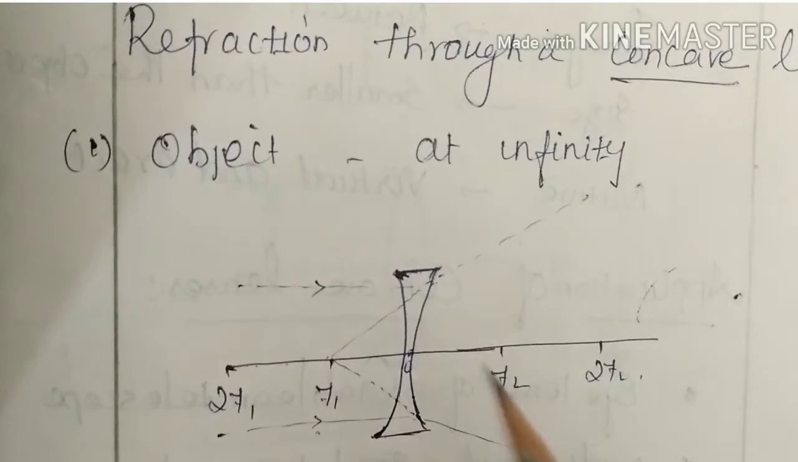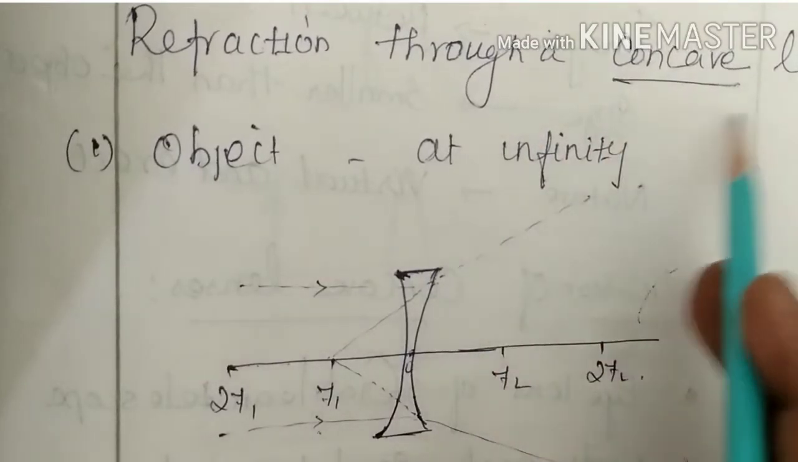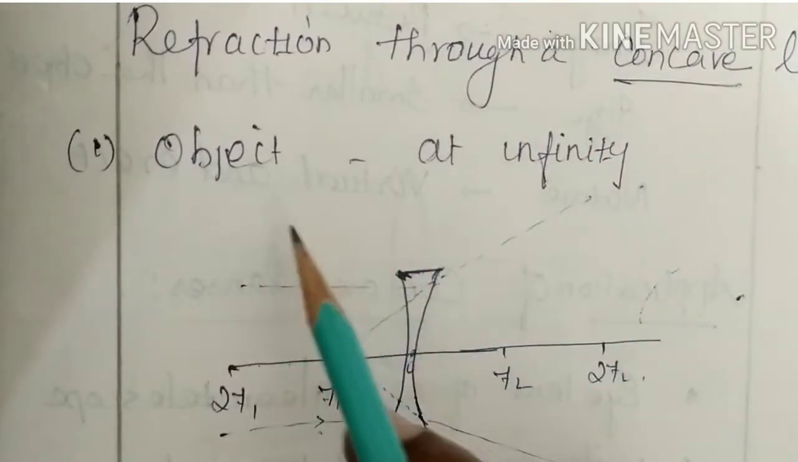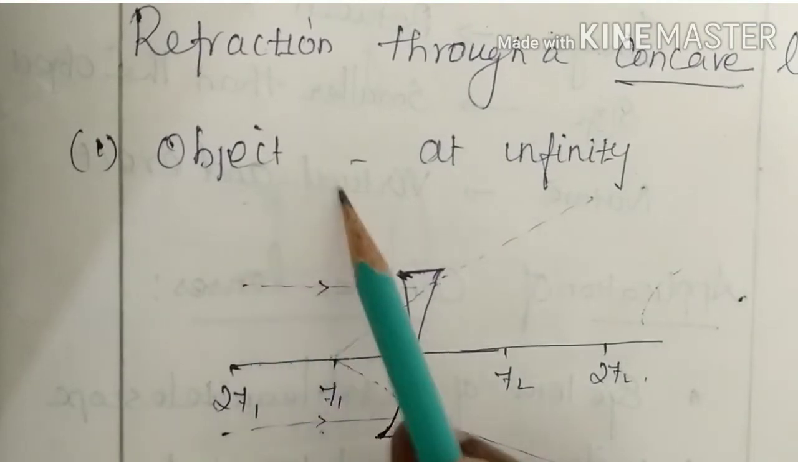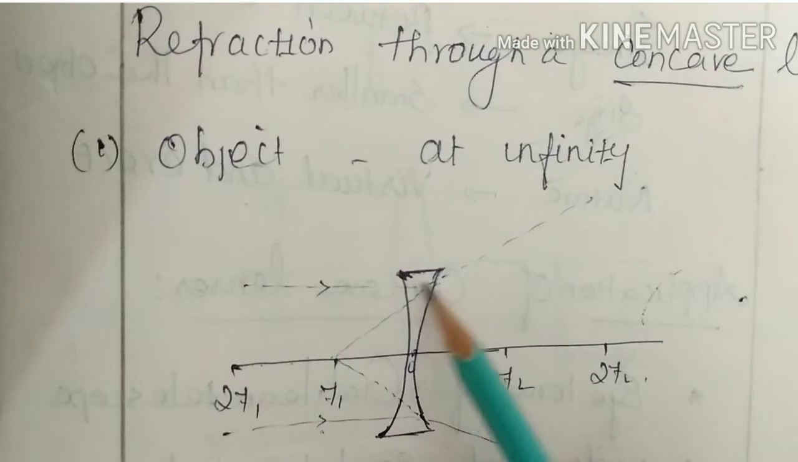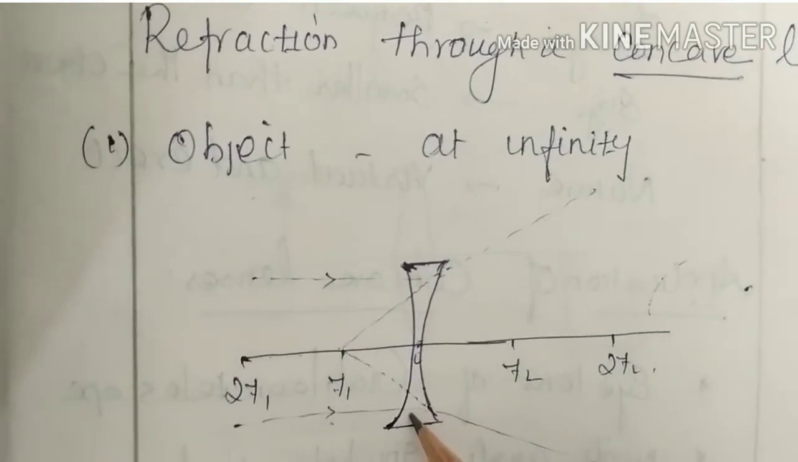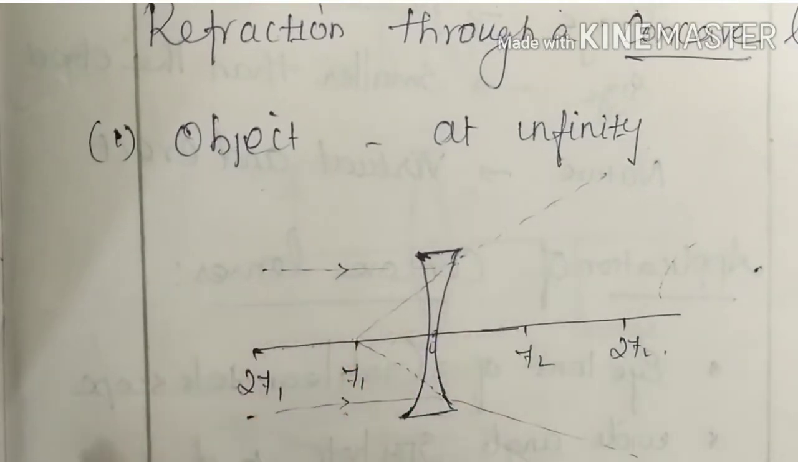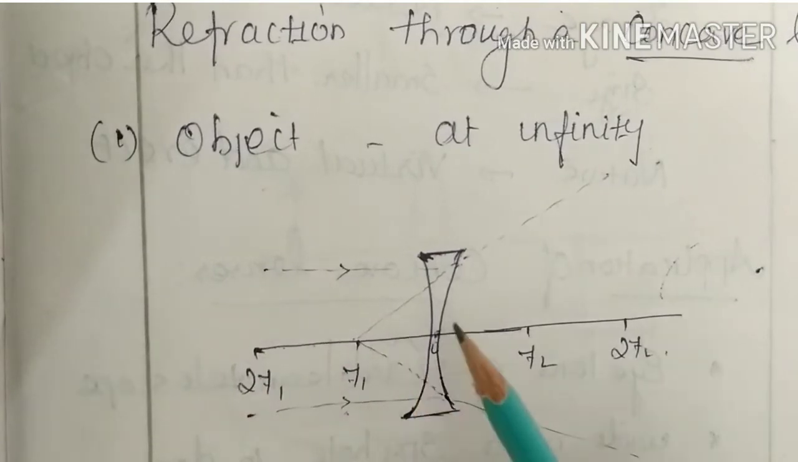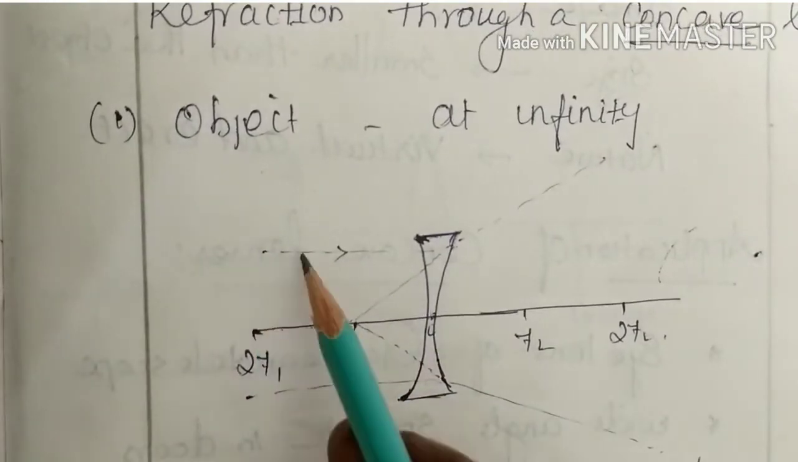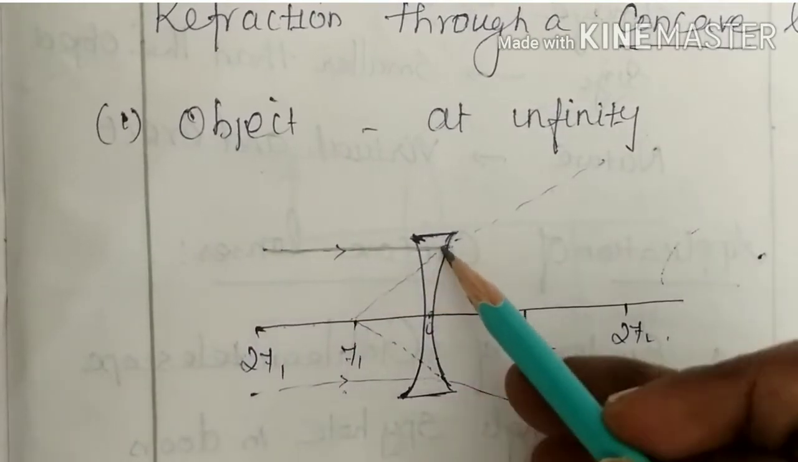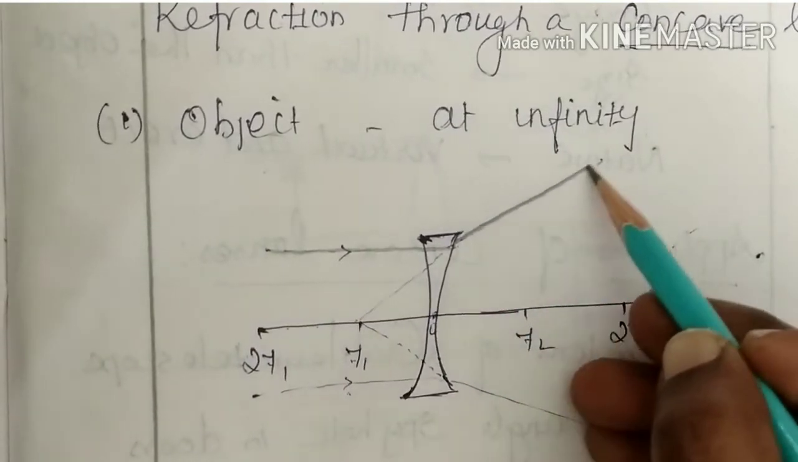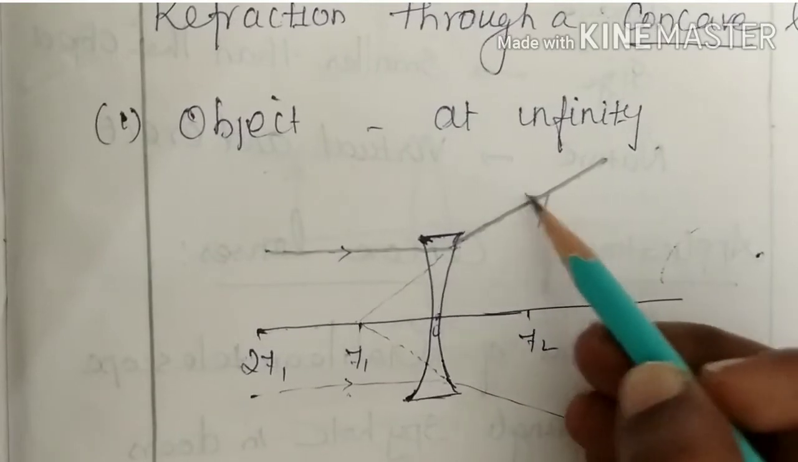Next, we learn the refraction of a concave lens. Depending upon the object position, where is the image formed? The first position: the object is at infinity. This is the concave lens. We place the object far away from the lens. The parallel rays are coming from the object. In a concave lens, the refracted rays spread like this. So this is the refracted ray.